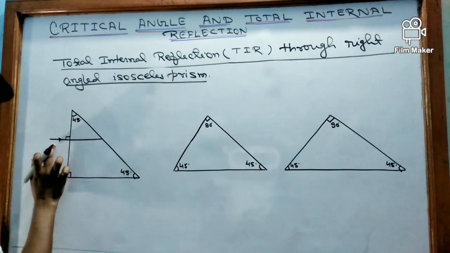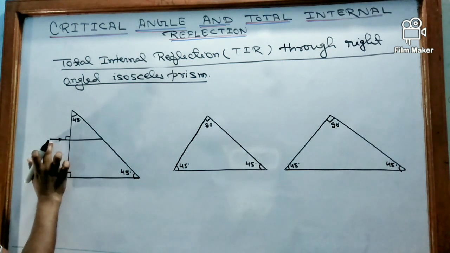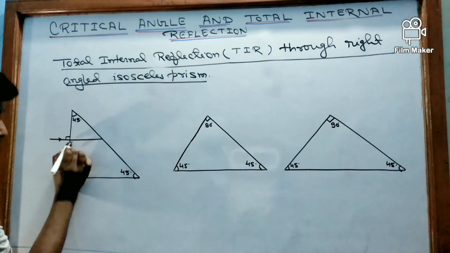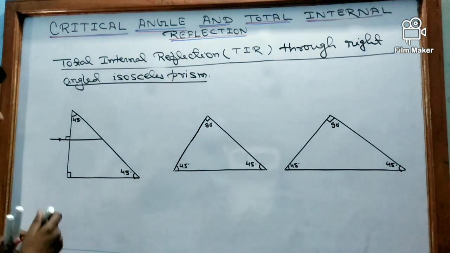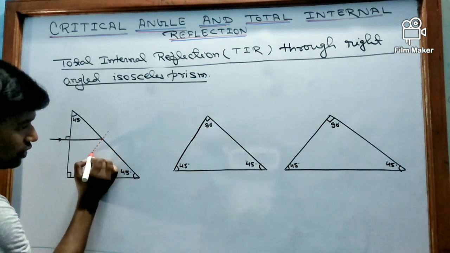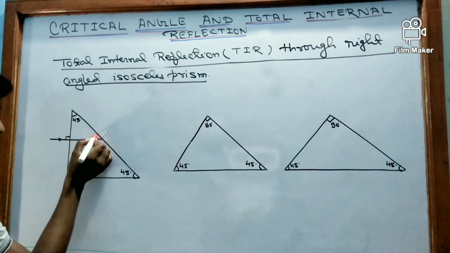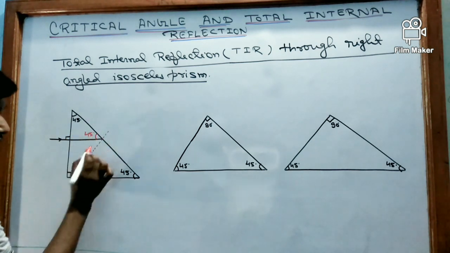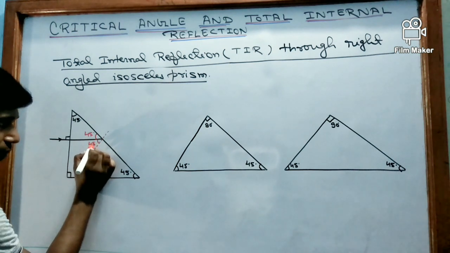As it is entering at 90 degree, as we know, there will be no deviation in the path. Let us draw one normal at this point. We know this angle is 45, this is 90, so this will again become 45 degree, and normal is 90 degree, so this angle is also 45 degree.